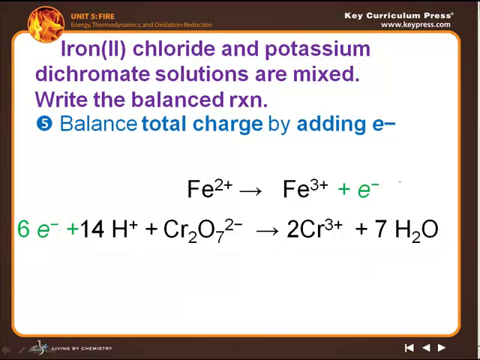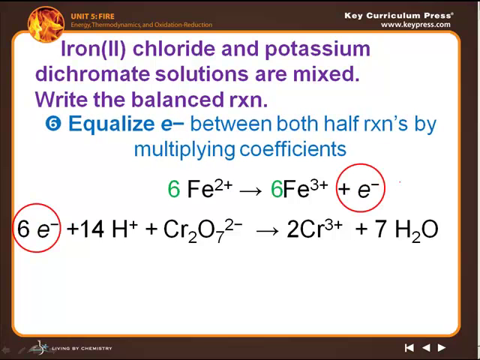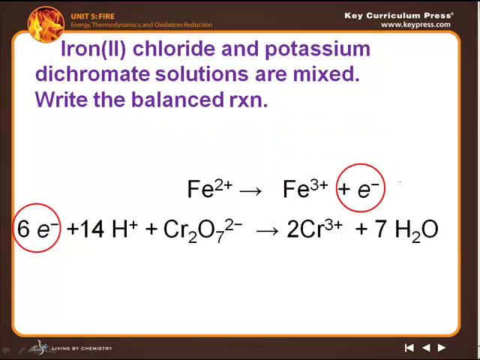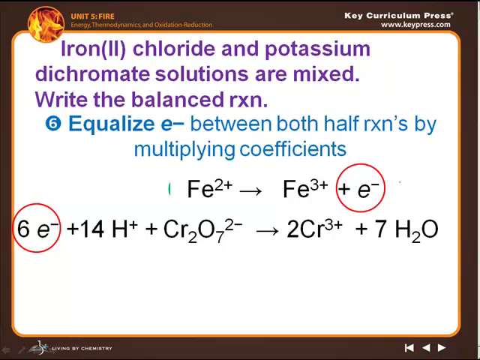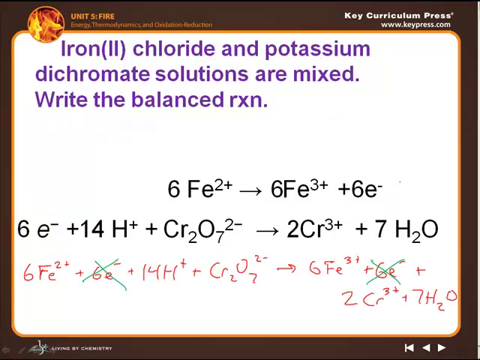We have 6 electrons on the left, but we only have 1 electron total on the right. So the next step is to equalize the number of electrons on each side of these two individual half reactions. To do that, we would need to have 6 electrons in the first half reaction. So we multiply the whole entire half reaction by 6. And that changes the 1 electron to 6 electrons. So the top and the bottom have equalized electrons.